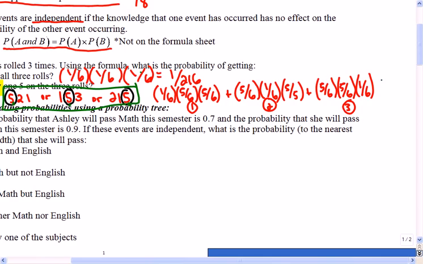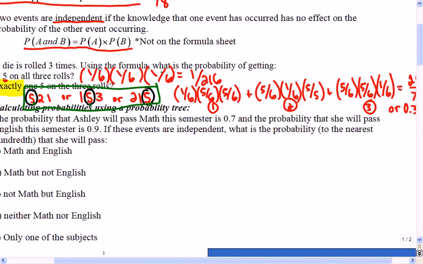So if we were to put a number to this, it looks like we'd get 25 out of 72. Or in decimal form, it would be 0.347. So about 35%.